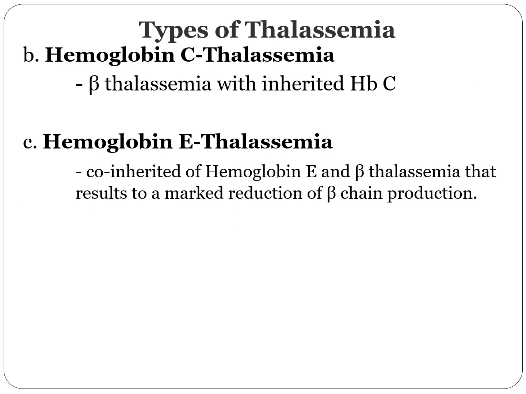Hemoglobin C beta thalassemia with inherited hemoglobin C. This produces severe hemolysis. There would be enlargement of the spleen, minimal or no beta chain production. For hemoglobin E thalassemia, co-inheritance of hemoglobin E and beta thalassemia results in a marked reduction of beta chain production. So the clinical symptoms are similar to beta thalassemia intermedia.